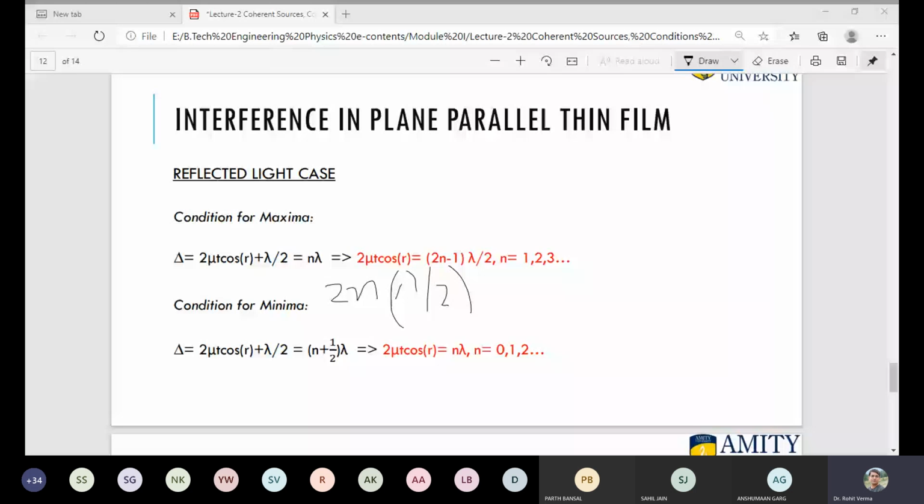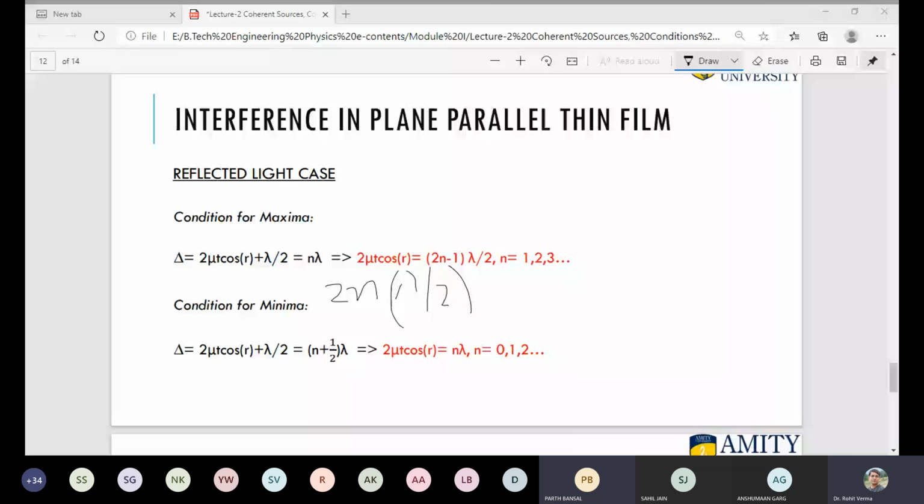So for getting sustained interference pattern, sustained means which do not vanish with respect to time. If you are observing the film at the same angle, then they do not vanish. They should remain with respect to time. With the variation of time, they should remain.